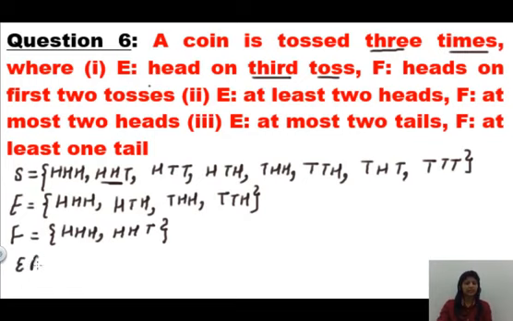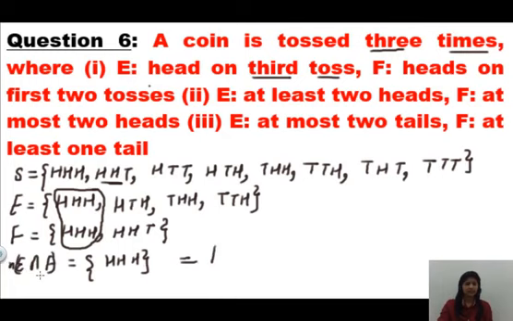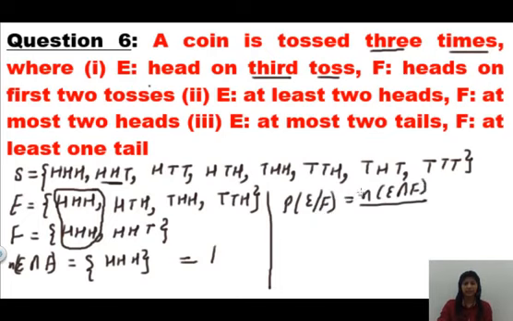Let us find out E intersection F. What is common in this? Only one: head, head, head is common here. So the number of elements in E intersection F is 1. Now let us apply the formula for P of E by F that we just discussed: the number of elements in E intersection F divided by the number of elements in F. The number of elements in E intersection F is 1, and in F it is 2. So the probability will be 1 by 2.